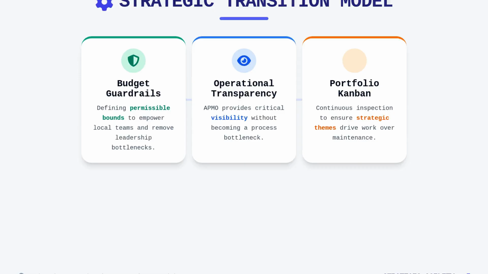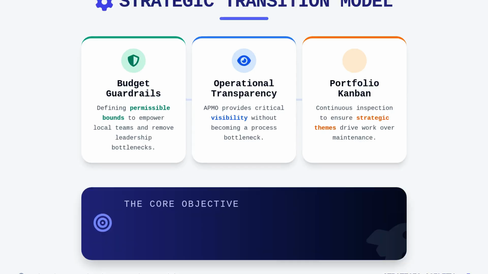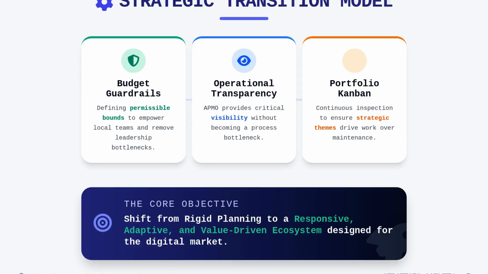By continuously inspecting the portfolio Kanban, we can detect if our strategic themes are actually influencing the work in the value streams, or if we have drifted into operational maintenance mode. This oversight is what separates successful portfolios from those that succumb to inertia. As you digest these components, remember that the goal is not to create a rigid planning process, but rather to create a responsive, adaptive, and value-driven ecosystem that can survive in a digital market.